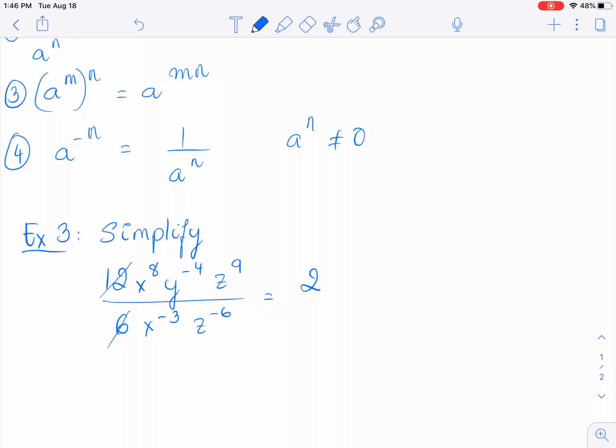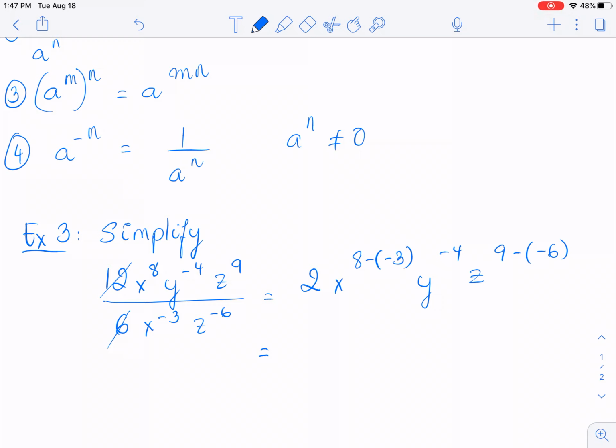All right, as you can see, we have a quotient. So I'm going to take off the exponents and I subtract. Be careful when you subtract the integer numbers. So for example, I'm going to write down everything for you. For x, we have 8 minus negative 3. For y, we have nothing to change. And then for z, we have 9 minus negative 6.